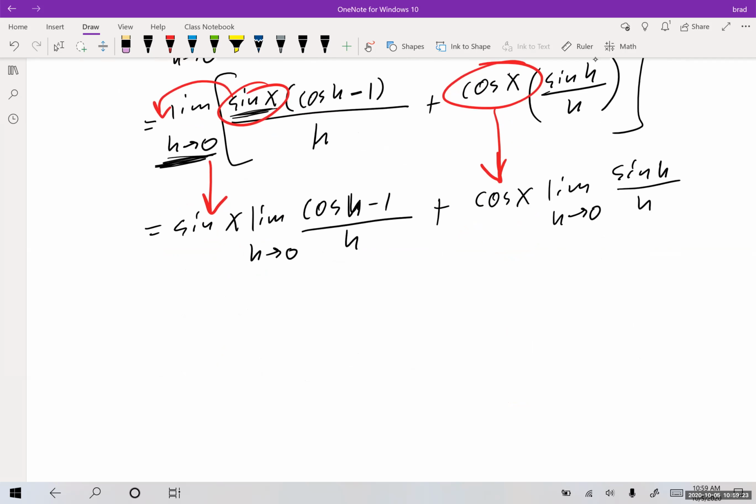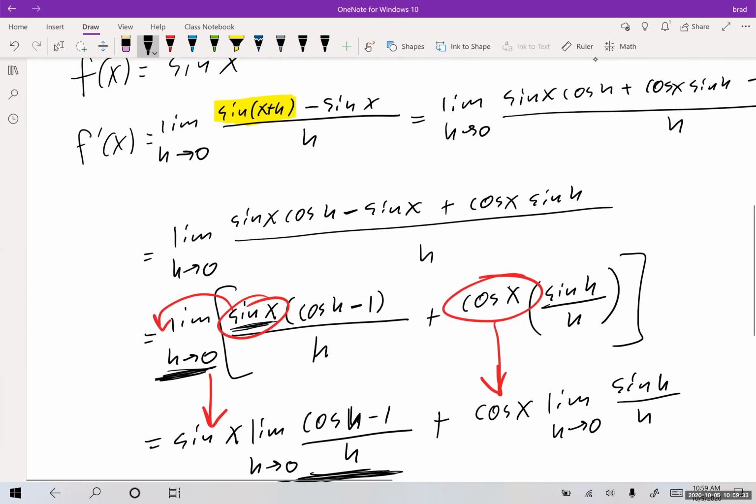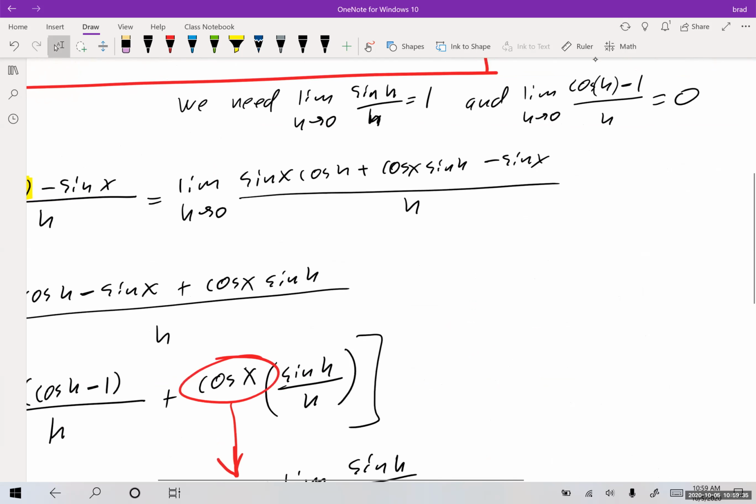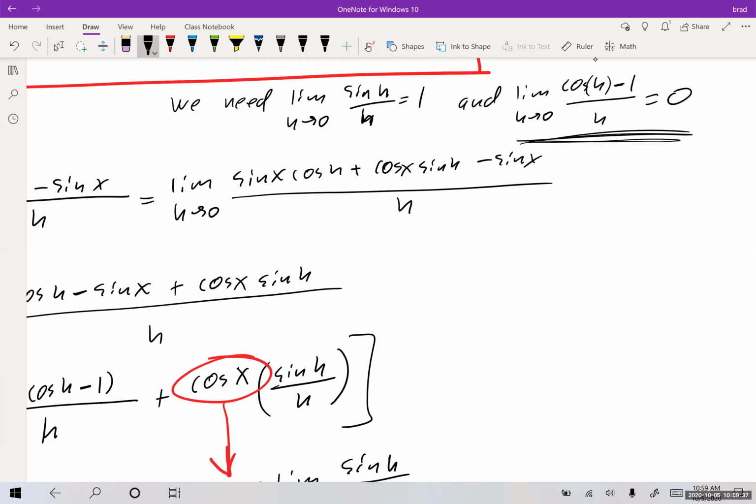So now what I can do is use the fact that the limit as h approaches 0 of cosine of h minus 1 over h is equal to 0. So we go up here and we see that this is worth 0.